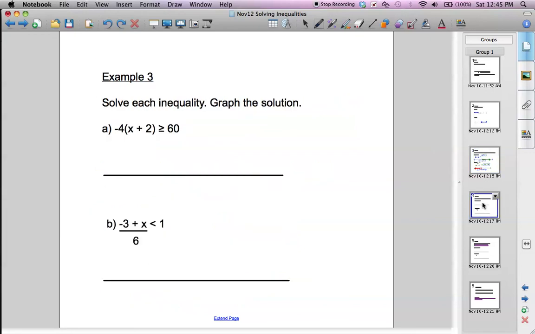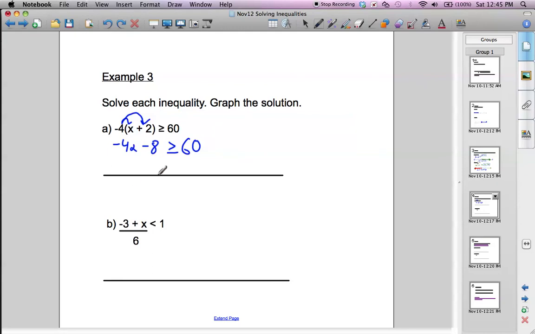Okay, next. A little bit more difficult ones here. There are actually two ways you can solve this one. You can use the distributive property and multiply, and then you get two steps left, or you could divide both sides by negative 4. Let's do the distributive property and multiply that out. So you're going to get negative 4x. A negative 4 times a positive 2 gives you a negative 8. Is greater than or equal to 60.